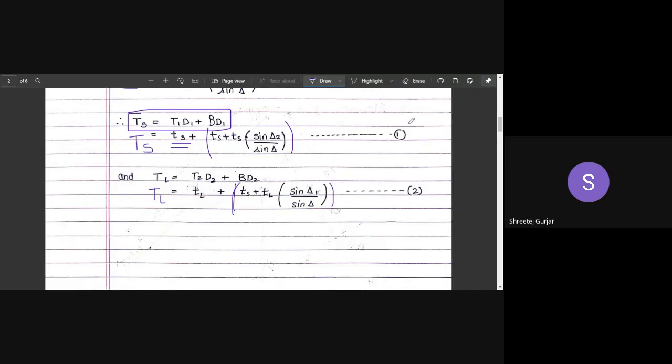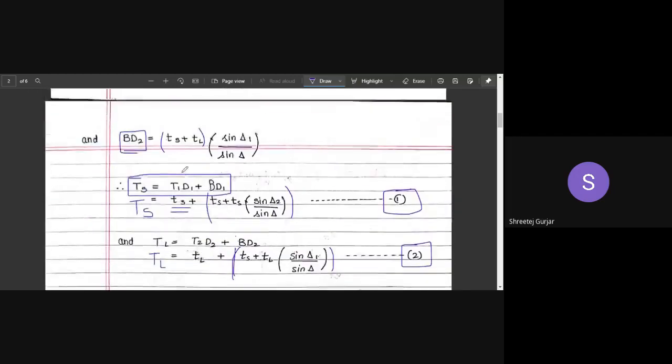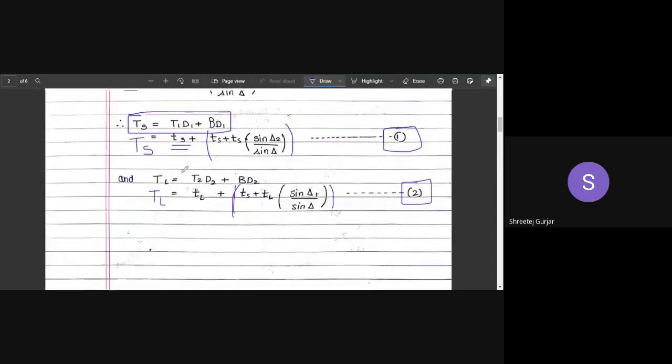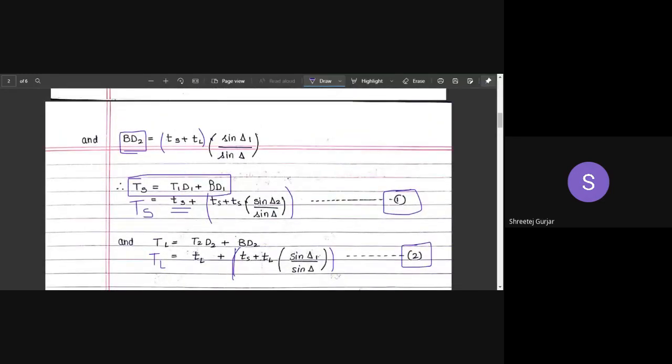So mark these because these are important. I have marked these as 1 and 2. These are important formulas which we will be requiring for solving your numericals. So TS and TL, I hope all this part is clear, how we have arrived at TS and TL. Is it clear, guys? Yes, sir. Clear? Mr. Chandrasekhar? Yes, sir. Clear, sir.